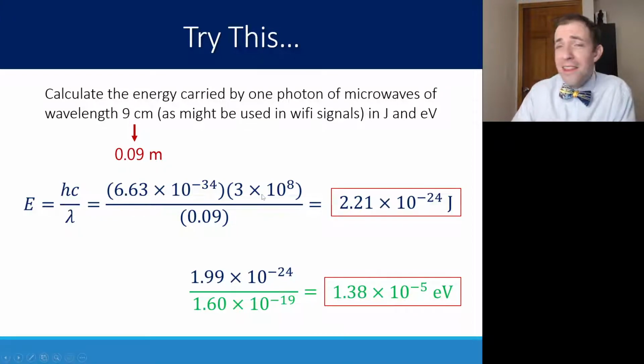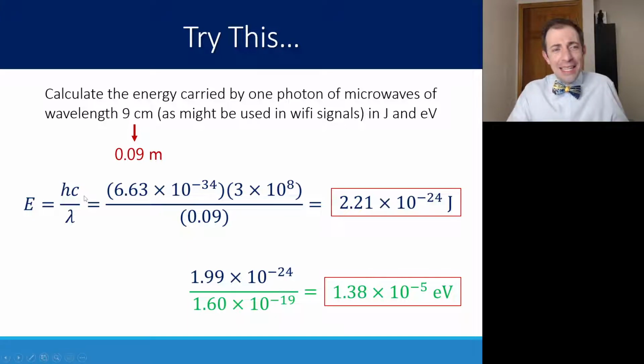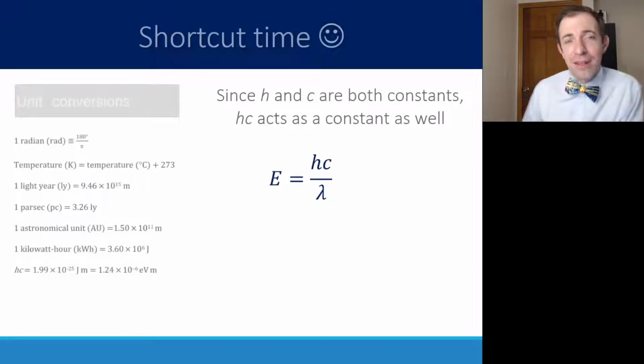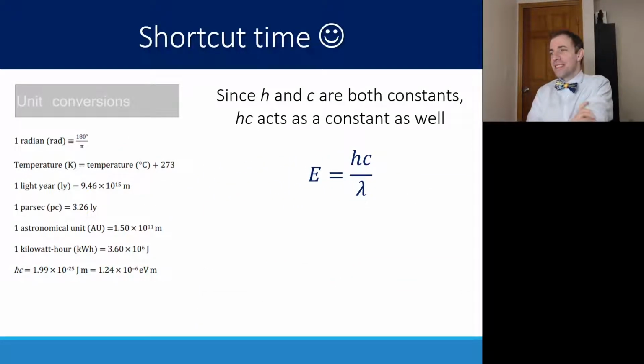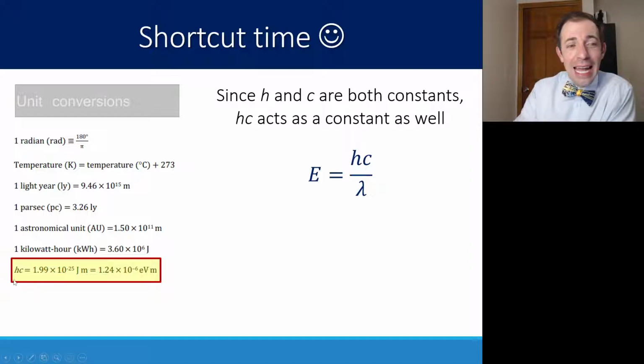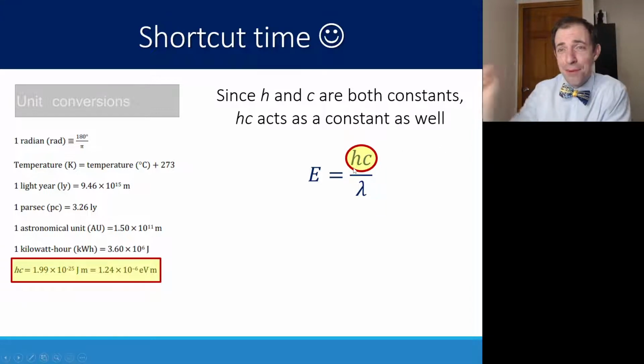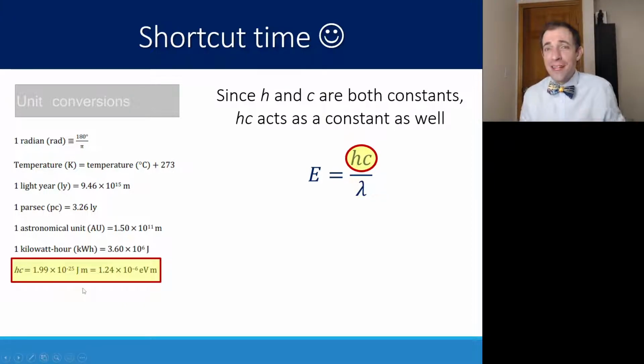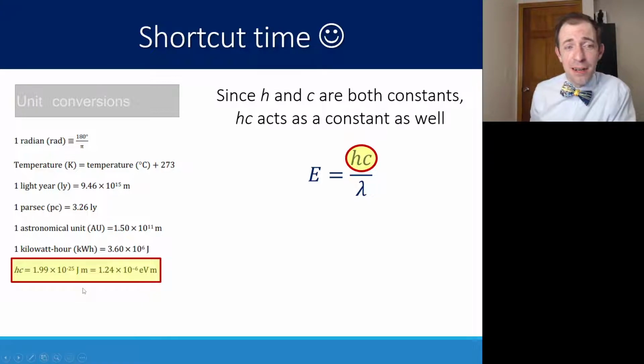All right. One of the things that you might notice here is h and c, they're both constants. Anything h times c is going to give you the same number because they're always the same number. So there is a shortcut in the IB Physics data booklet under the unit conversions page. You will see this shortcut hc. hc is this same hc. It's Planck's constant times the speed of light. And in this part of the data booklet, that multiplication has already been done for you.